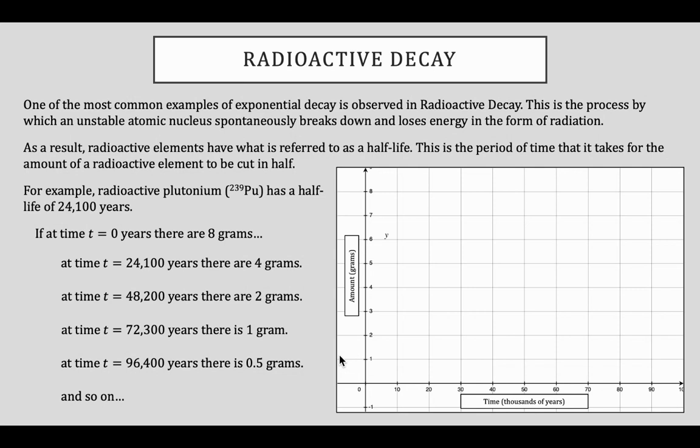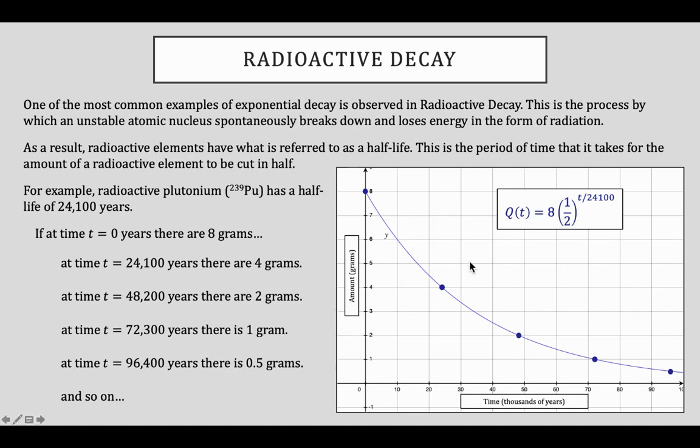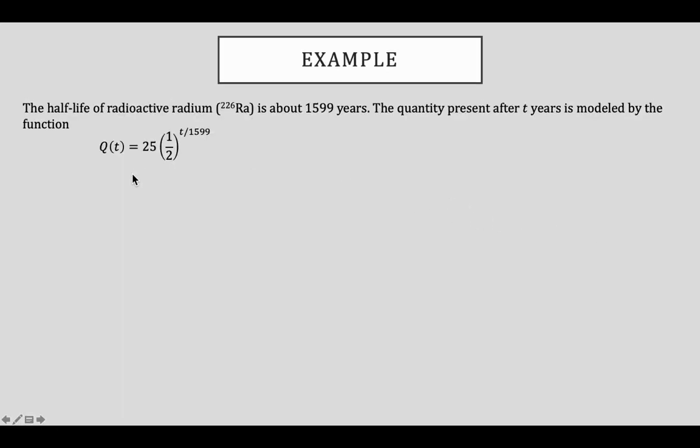So if we were to plot this on a graph, here's what the shape of our function would look like. And notice this can be modeled by exponential decay, right? Here we have q of t is equal to 8 times 1/2 raised to the t divided by 24,100 would be the particular equation in this part. Now, I'm not going to ask you to come up with equations just yet, but you should be able to use an equation to find out some information.